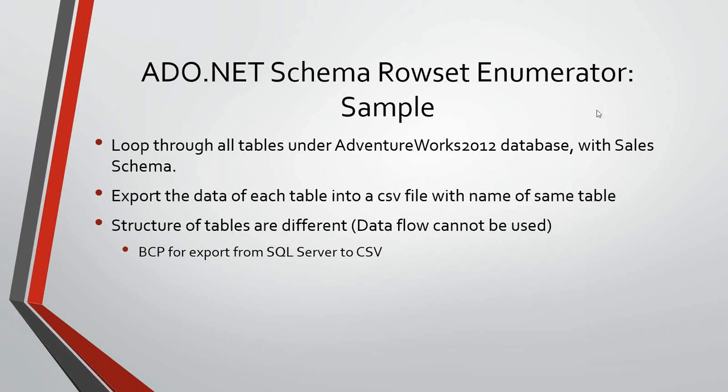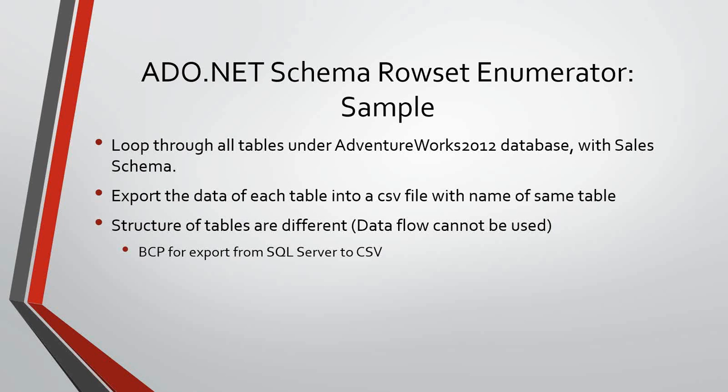And for the ADO.NET Schema Rowset Enumerator, a sample can be, as I said when answering this question, for example, we want to loop through all AdventureWorks 2012 database tables, and just for those tables that are in the sales schema, we can filter that, and then export data from each table into a CSV file.